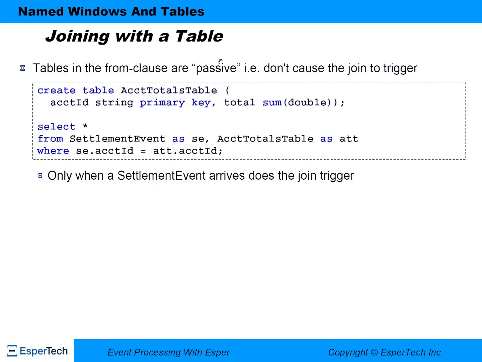When joining with a table, tables in the from clause are passive, i.e. they don't cause the join to trigger. For instance, select * from SettlementEvent as SE, AccountTotalsTable as ATT where SE.accountId = ATT.accountId. Only when a settlement event arrives does the join trigger.